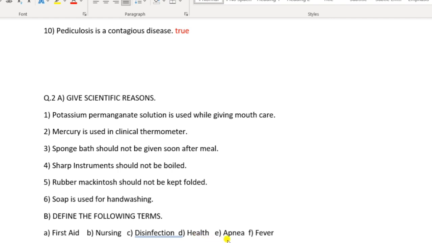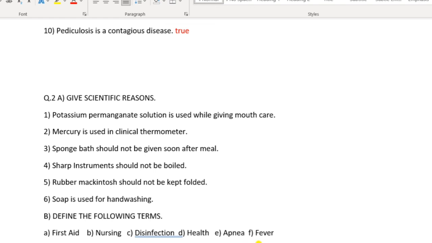Then next is apnea. Apnea means total cessation of breathing. This may be periodic, as seen in Cheyne-Stokes respiration. There is a temporary stoppage of the breathing.